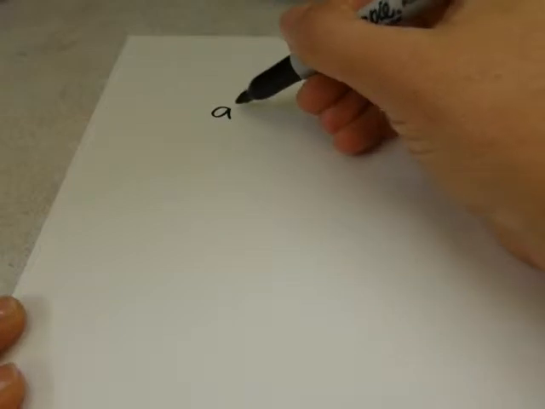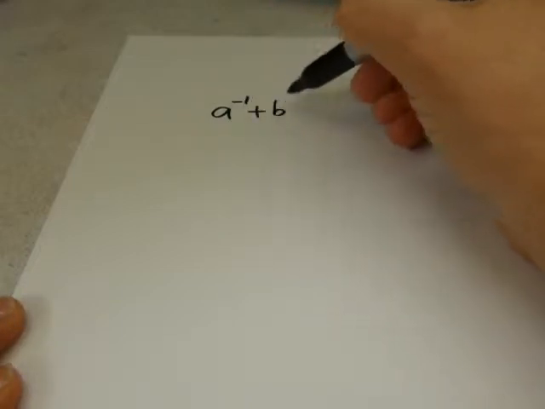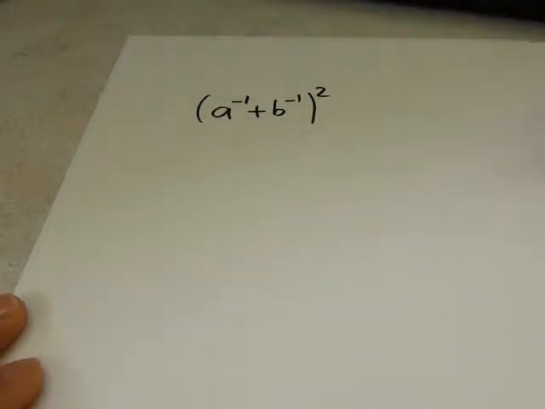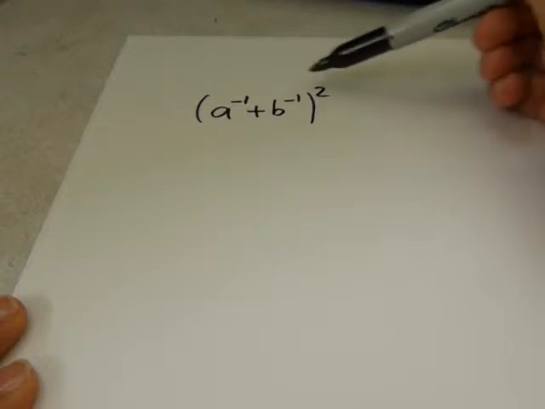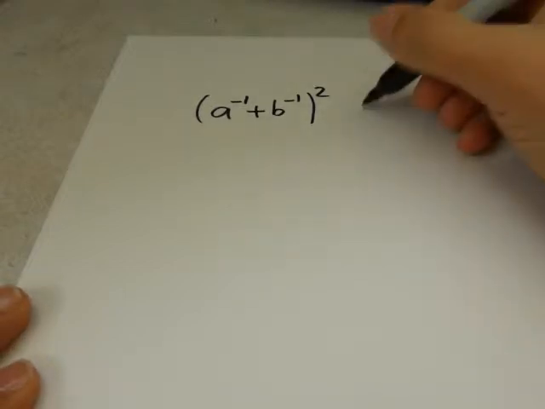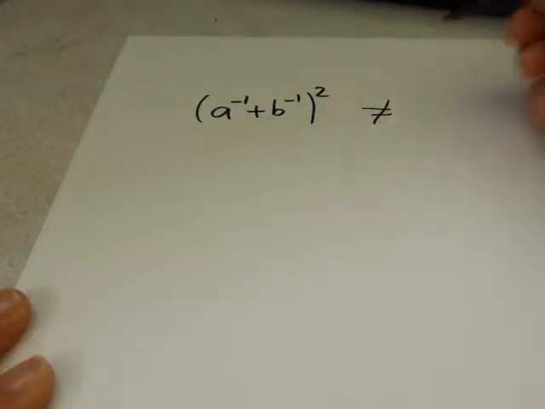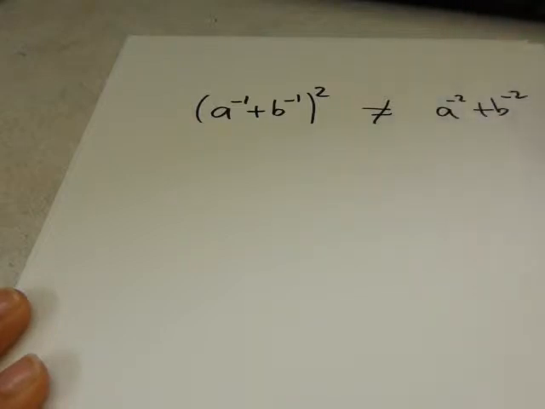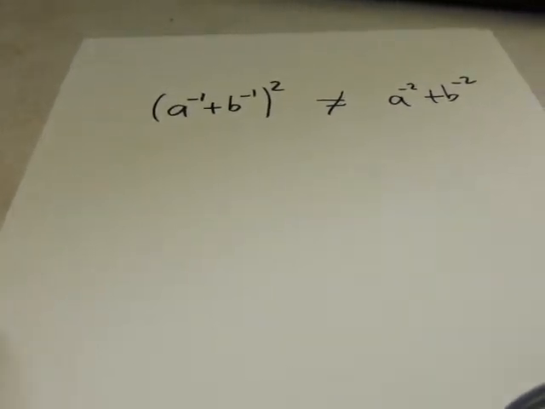So let's say we have (a to the minus 1 plus b to the minus 1) squared. There's absolutely no rule that allows you to apply an exponent across a sum or difference. So you cannot do this. You cannot say that, oh, that's a to the minus 2 plus b to the minus 2. Definitely not true. And what I'm going to do is use some numbers to show you that it's not true.